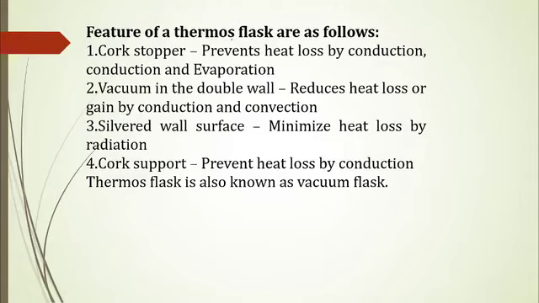The features of a thermos flask are as follows. We have the cork stopper, which prevents heat loss by conduction, convection and evaporation. And we have the vacuum in the double wall, which helps to reduce heat loss or heat gain by conduction and convection. We have the silvered wall surface, like I talked about, which helps to minimize heat loss by radiation. And we have the cork support, which helps to prevent heat loss by conduction.